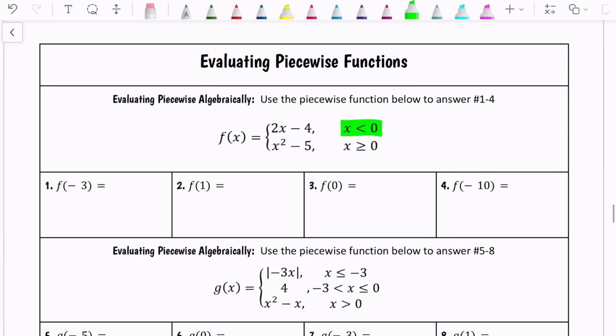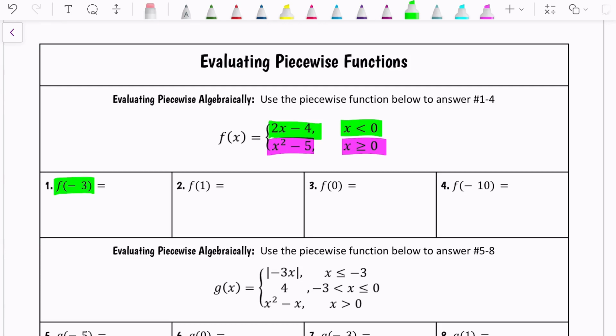So the first rule says use this one when x is less than 0. The bottom one says, hey, use this rule when x is greater than or equal to 0. So I'm going to look at my questions below. The first question says f of negative 3. So I'm deciding, is negative 3 less than 0 or is it greater than or equal to 0? And negative 3 is less than 0, so I'm using the green rule.